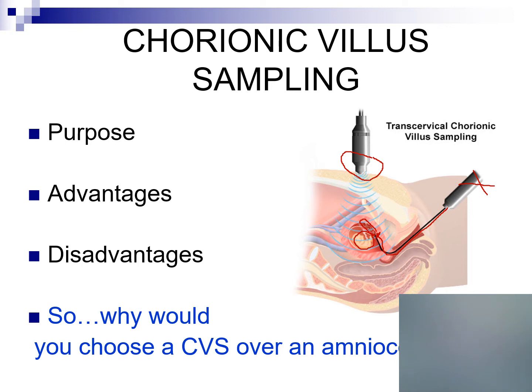So these little tissues or snippets of this villi then are sent to the lab. Cells are grown and extracted, and then DNA karyotypes are produced. But again, we're only getting metabolic and chromosomal abnormalities here. We're not getting anything about neural tube defect. Again, that's the big disadvantage.